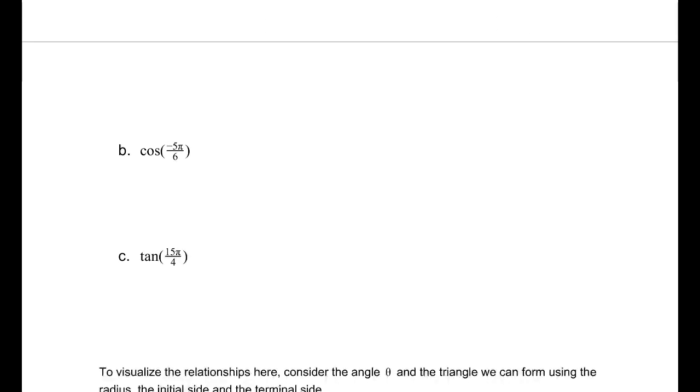Next we have cosine of negative 5 pi over 6. Negative 5 pi over 6 would be this direction. So we would have 6 over 6 is 1, so it's going to be a sixth off this direction, going that way.